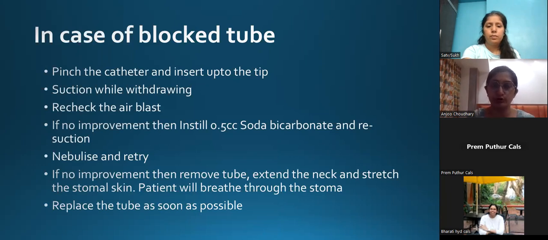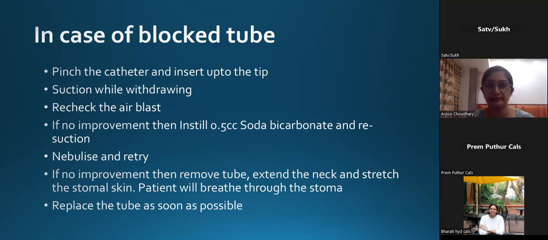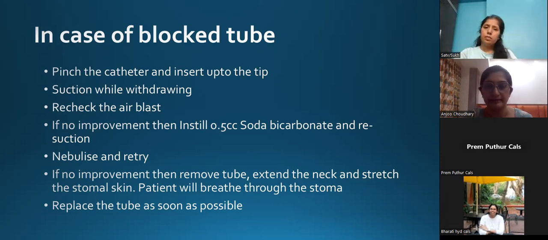Now, in case of a blocked tube, what happens if the tube gets clogged with secretions and the patient cannot breathe? Then you pinch the catheter and insert it up to the tip, suction while withdrawing, and recheck the air blast at the back of your hand. If there's no improvement, then you can instill 0.5 cc of soda bicarb. This will dissolve the secretions inside, and only 2 to 3 drops are enough. With a syringe, you can insert it, then resuction, and check the air blast again. Mostly, it will get suctioned and the air blast will improve.